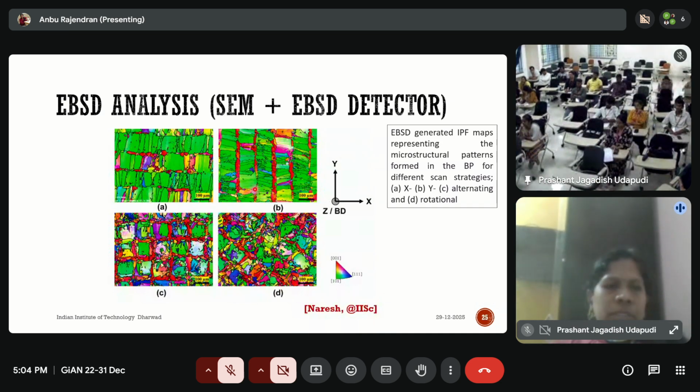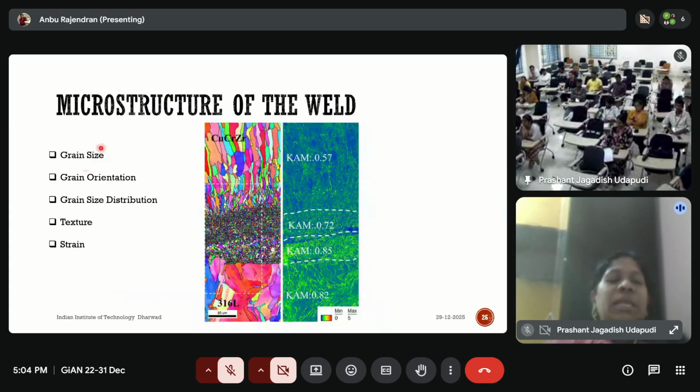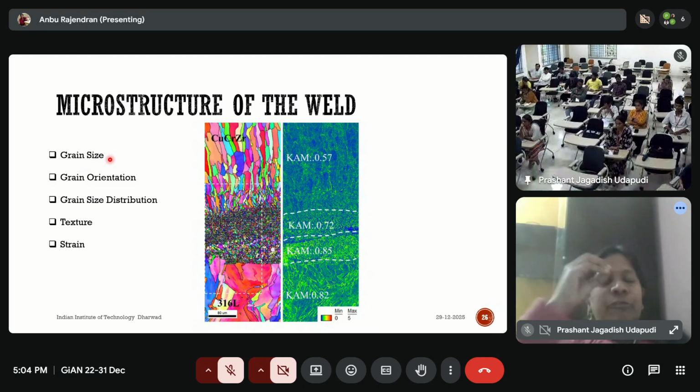The basic information you can get by using the EBSD detector is grain size. Grain size you can get from optical microscopy also, right? But if the grain size is too fine, it is difficult to capture by optical microscope, so then you have to go for EBSD analysis. Then grain orientation. What is grain orientation?